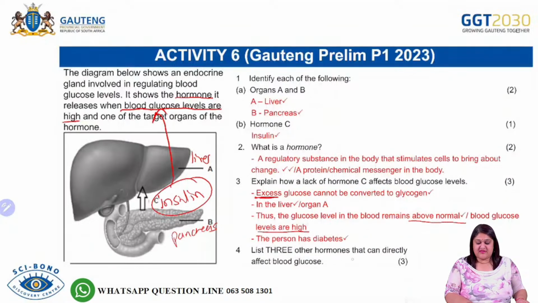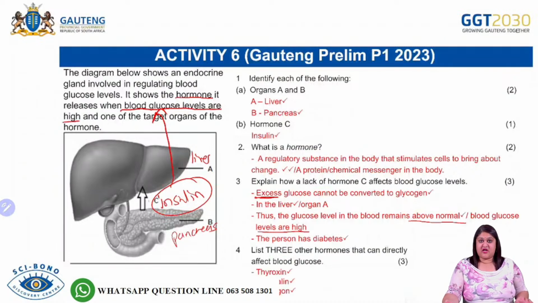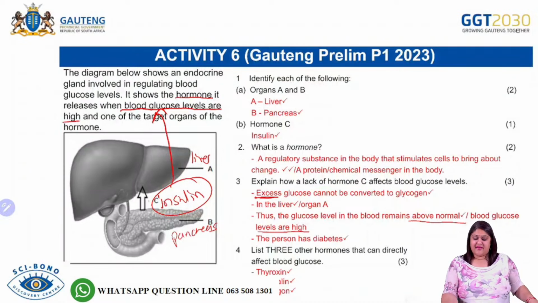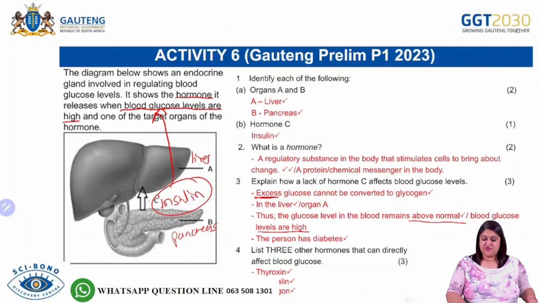List 3 other hormones that can directly affect blood glucose. What other hormones affect blood glucose? These are thyroxine, okay? Because remember thyroxine is involved in metabolism. It's adrenaline, because adrenaline is also going to have an effect, and then glucagon as well, because glucagon is the other hormone. But this was a little bit tricky for learners. The 2 parts that I found tricky in this question, that learners did not understand, are question 3 and question 4. But the main thing was that we are not using the correct words.